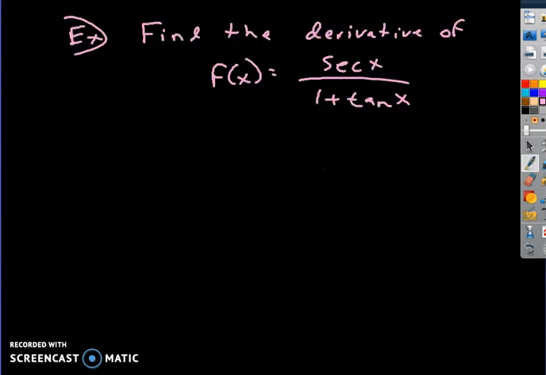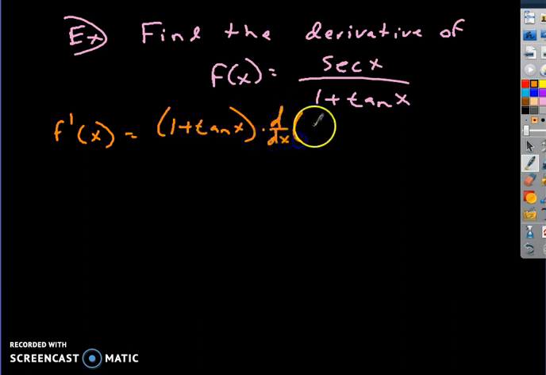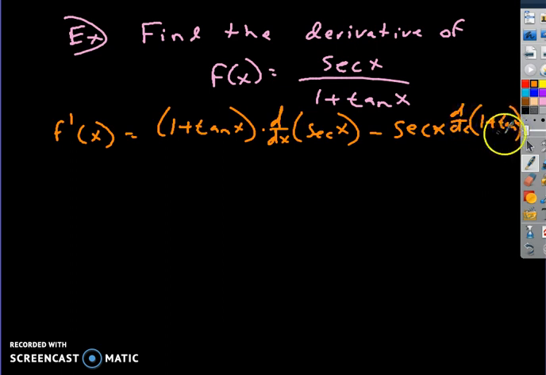All right, going further. The new example says find the derivative of secant divided by 1 plus tan. So if that's true, f prime x should be the denominator, 1 plus tan of x, times the derivative of the numerator, subtract the numerator times the derivative of the denominator. And all right, so that says 1 plus tan x. Kind of hard to squeeze it there. Divided by the denominator squared.